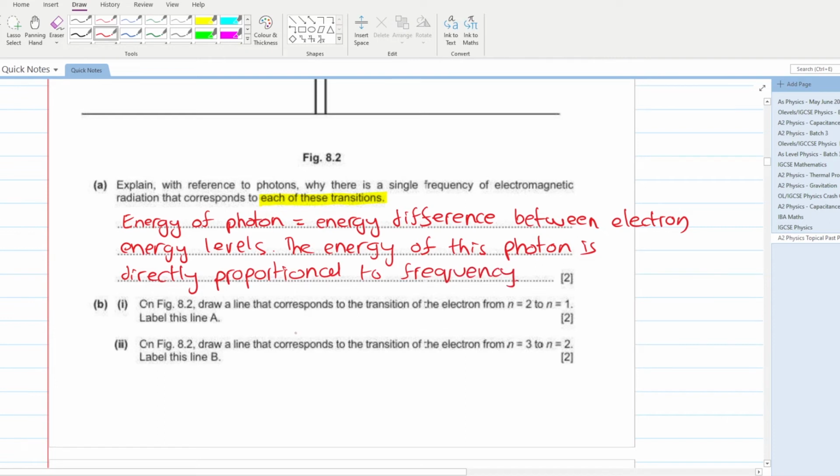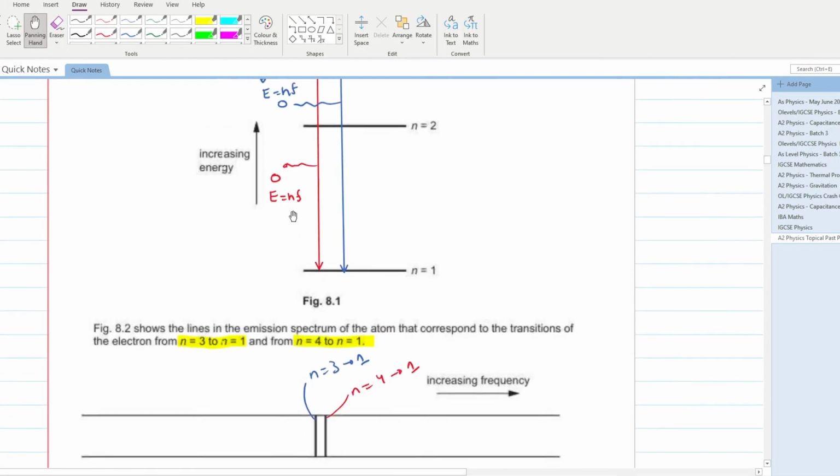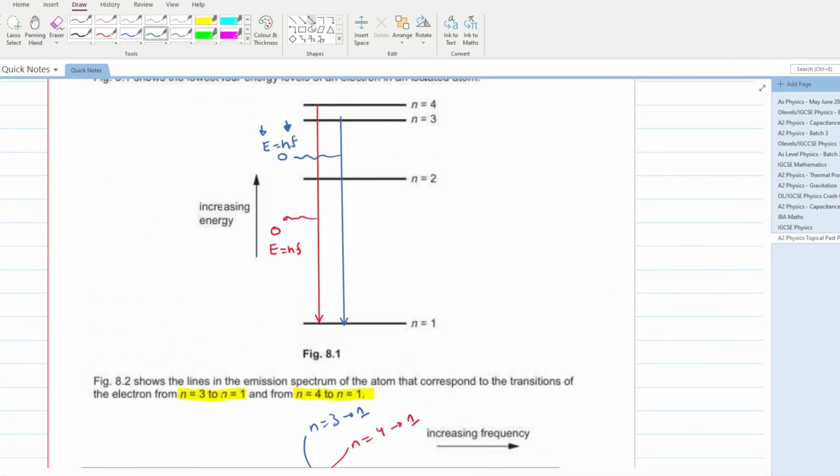On figure 8.2, draw a line that corresponds to the transition of the electron from n equals 2 to n equals 1. Label this line as A. Now let's say you are going from n equals 2 to n equals 1. You will notice that this energy is way lesser than both of the previous energies.